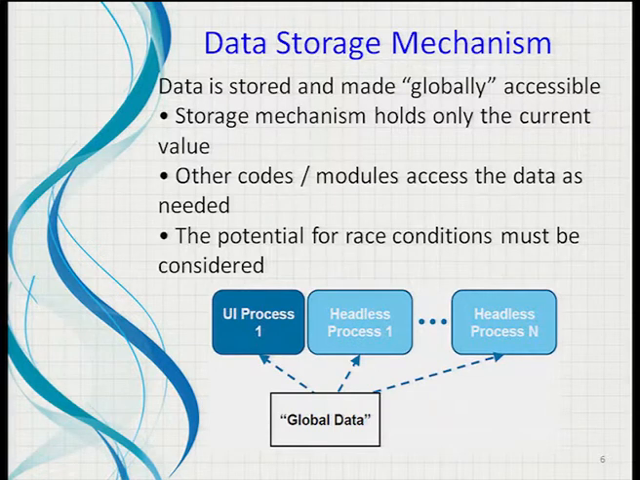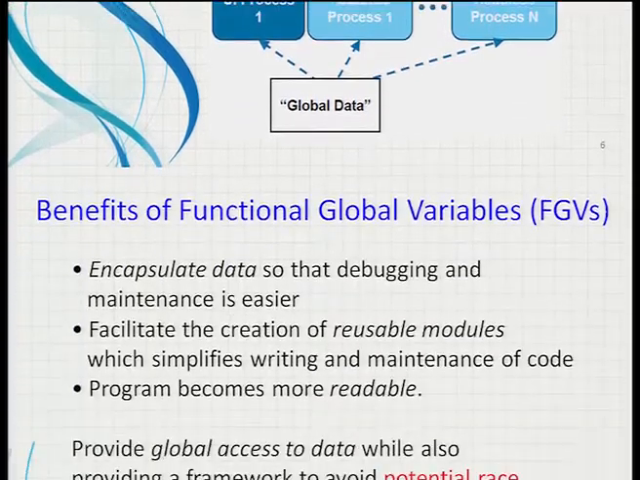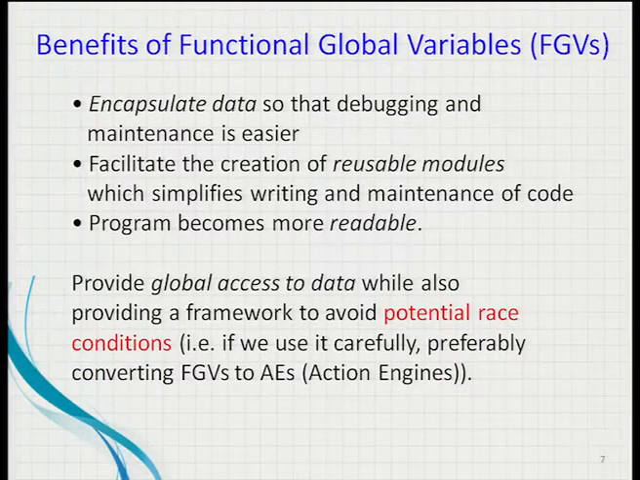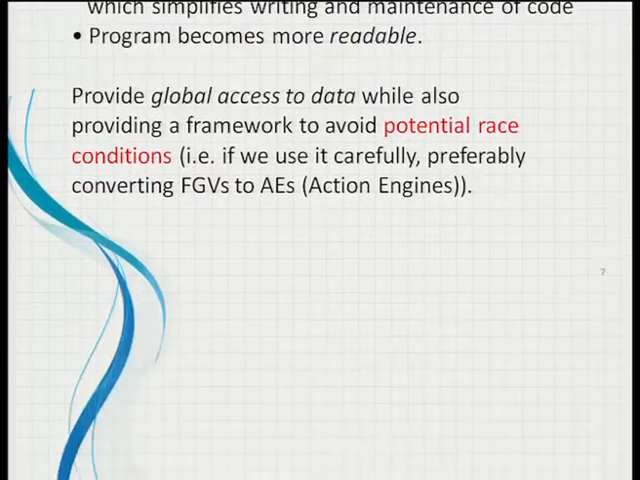So you can see over here I have many processes running, trying to access the data. Now the benefit of these FGVs, for me, is really to encapsulate the data. You need to use different methods to access that data. So if you want to do some modification to the data, you have to go through certain methods or actions, if you like. Now, FGV itself does not eliminate the problem of race condition, but action engine does, which I will explain in a moment.